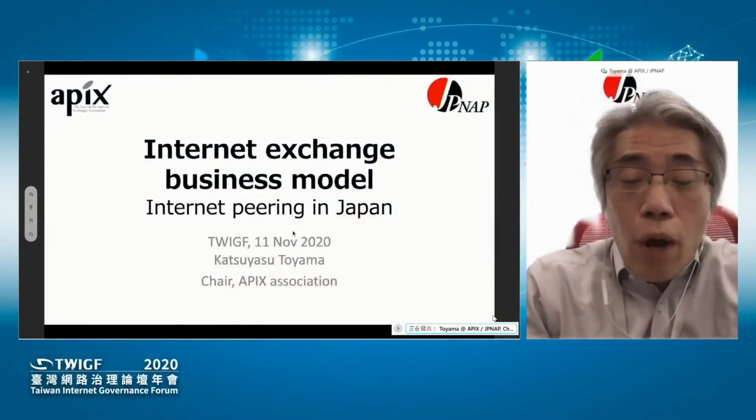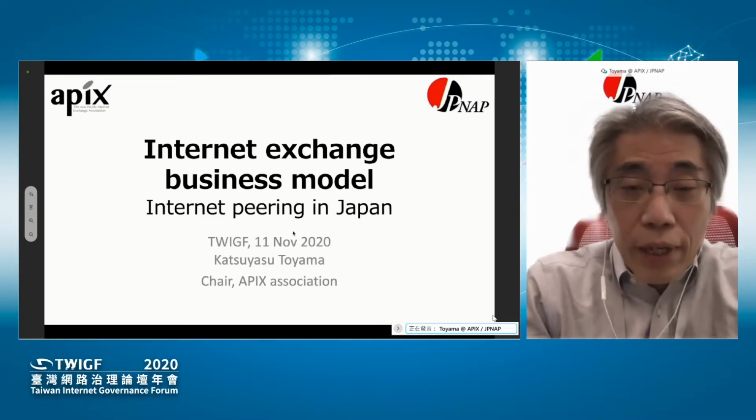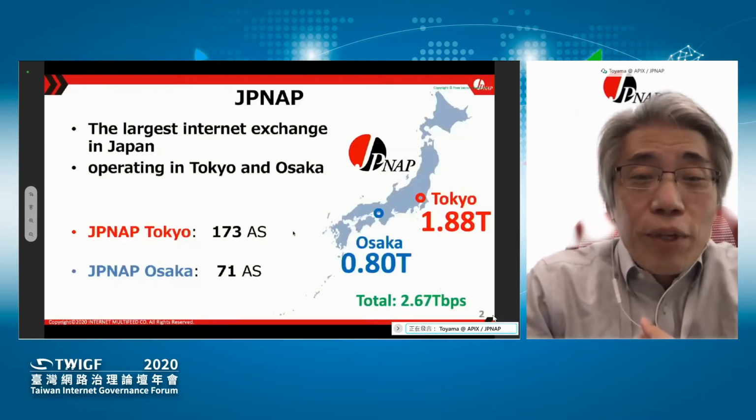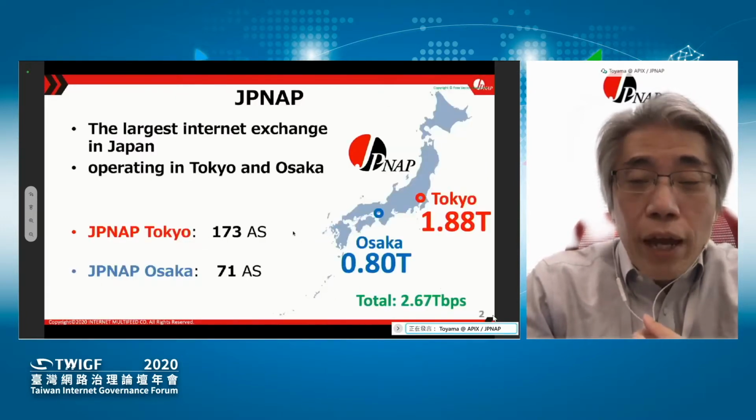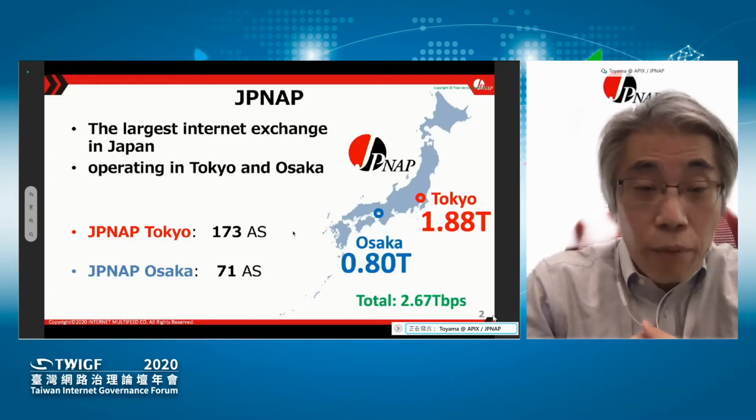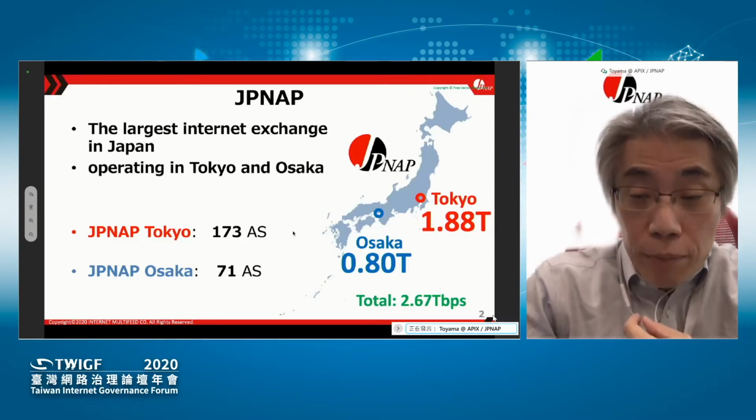So, I would like to talk a little about APIX and internet peering in Japan. First, I already introduced myself. JPNAP is the largest internet exchange in Japan, and we now have two internet exchanges, in Tokyo and Osaka. This is the size of the networks. Currently we have 173 networks in Tokyo and 71 networks in Osaka, and the total peak traffic is 2.67 terabits.